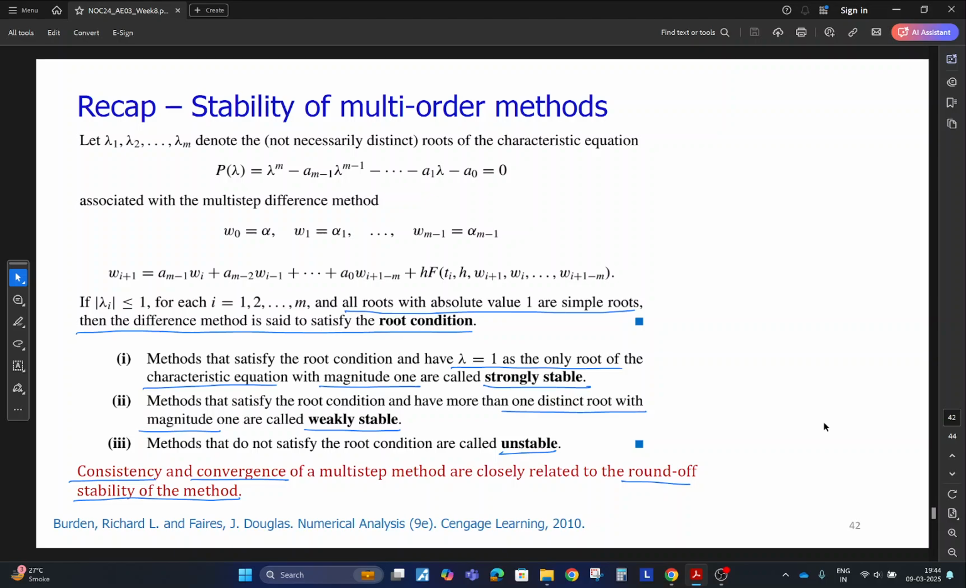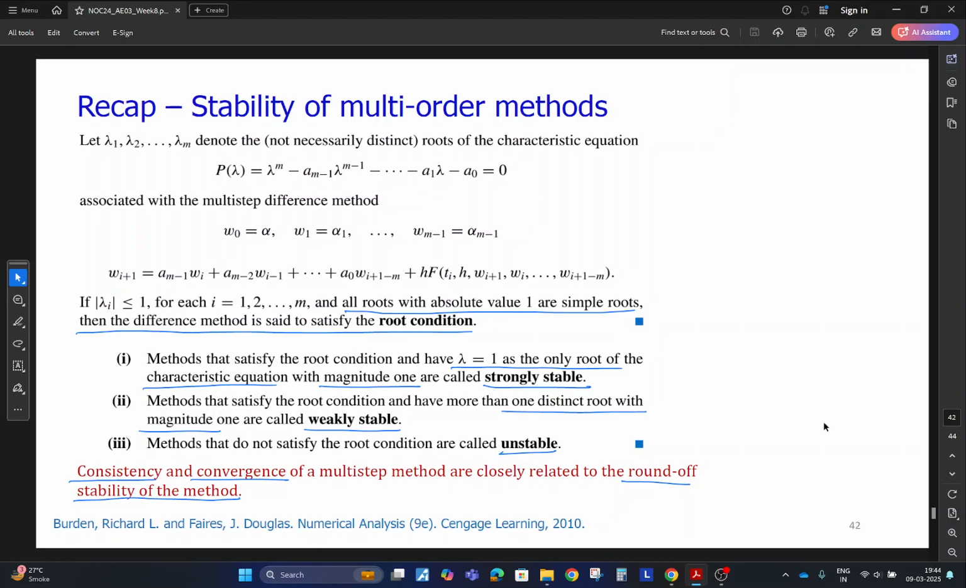Let lambda 1, lambda 2 till lambda m denote the roots of the characteristic equation, and these roots are not necessarily distinct. Associated with the multi-step difference method, w0 equals alpha, w1 equals alpha 1 till w m minus 1 equals alpha m minus 1, and w i plus 1 given as a function of these w i's, if the magnitude of lambda i is less than or equal to 1 for each i equals 1, 2 till m, and all roots with absolute value 1 are simple roots, then the difference method is said to satisfy the root condition.